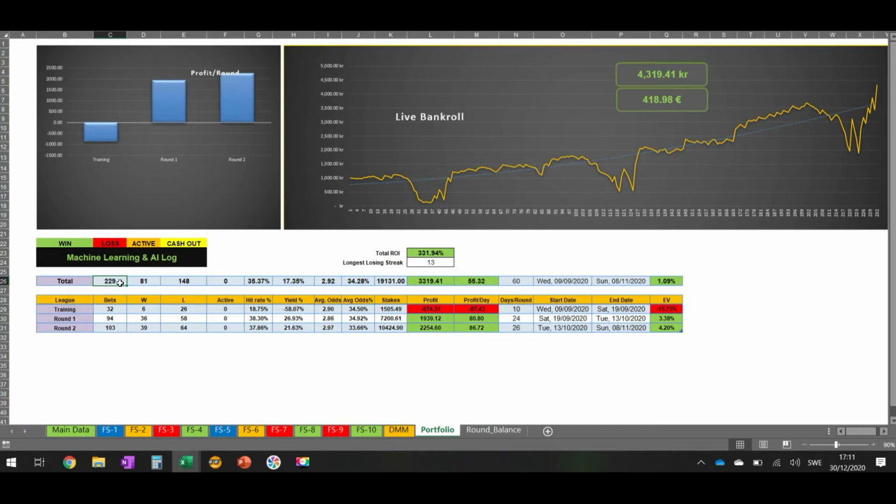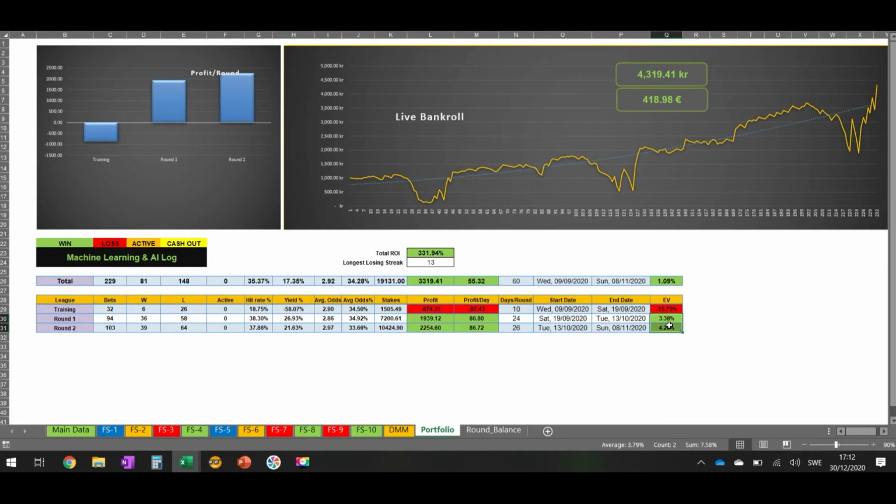So 229 bets that consisted of parlays of two matches, and we had a 35% hit rate. We started with 32 bets as training, the first 10 days. Of course, we had losses, but then we had 94 bets. Then we ended up at 200 euros. So we started from 100 euros, we lost some money on the training, but then we ended up doubling our initial bankroll at the end of round one. Then we had another round, 103 bets, with almost the same hit rate, and we went to 400 euros in 26 more days.